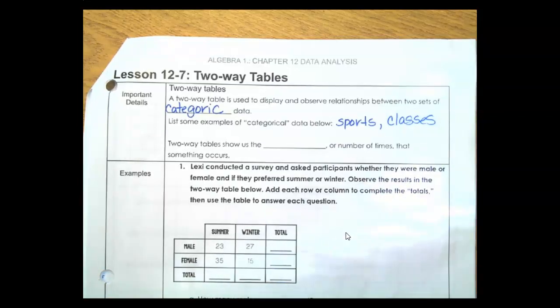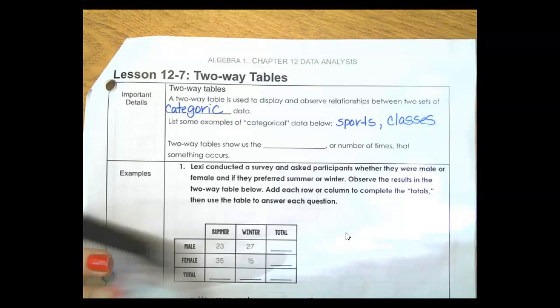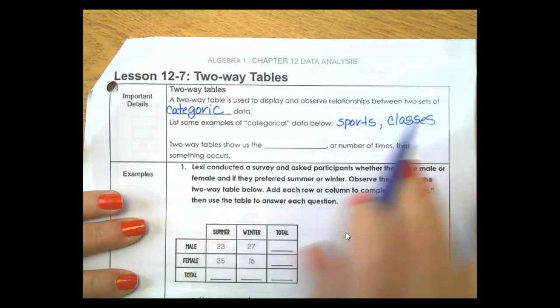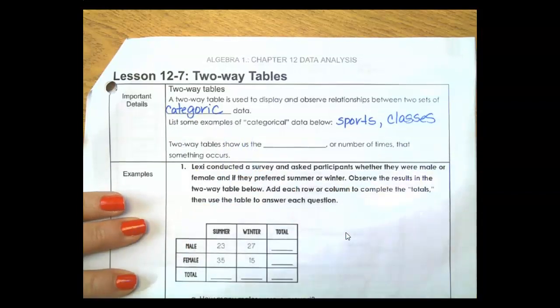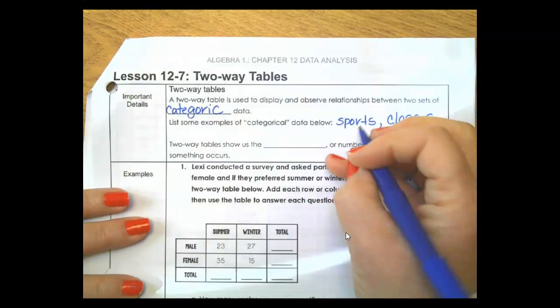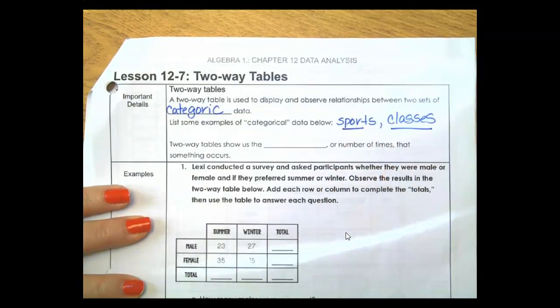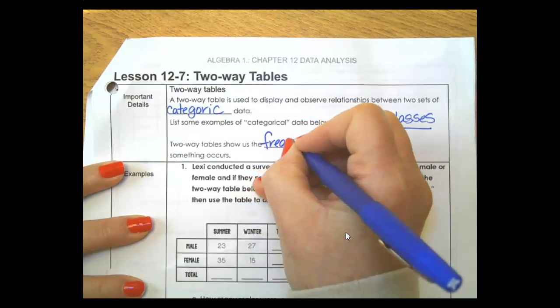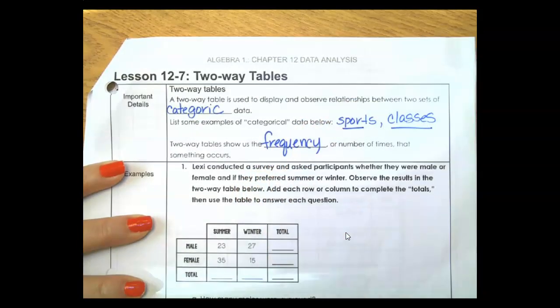Okay, so the last part of this chapter is really talking about two-way tables. Two-way tables are a way to display and observe relationships between two sets of categoric data. And what do we mean by categoric data? Those are words like different types of sports or different types of classes or food, or anything that's different kinds of categories. So two-way tables show us the frequency, or number of times that something occurs.